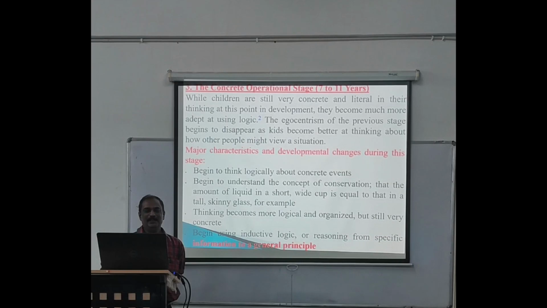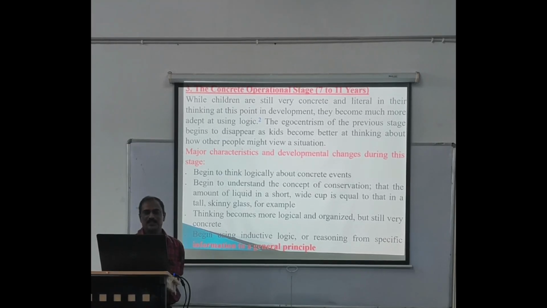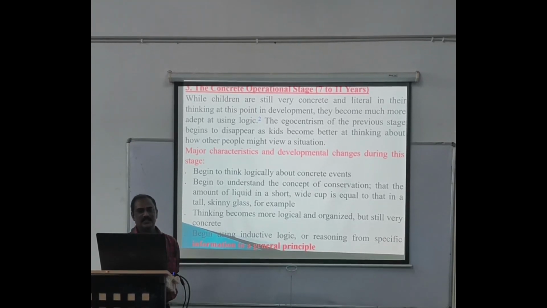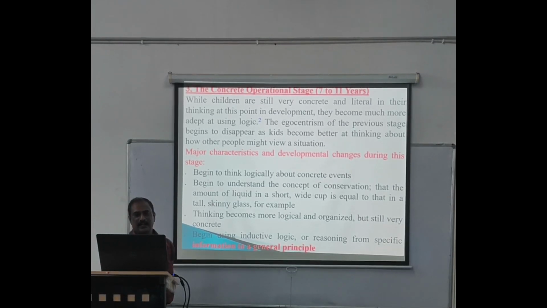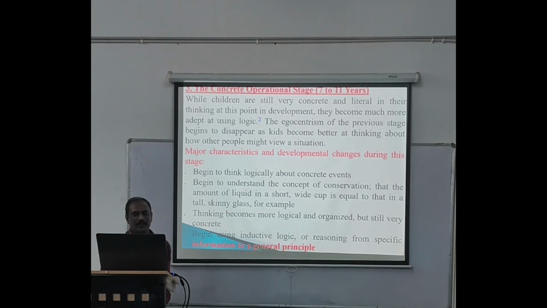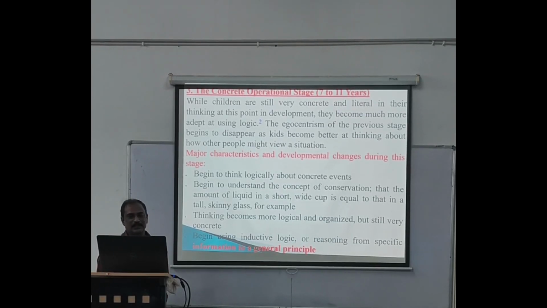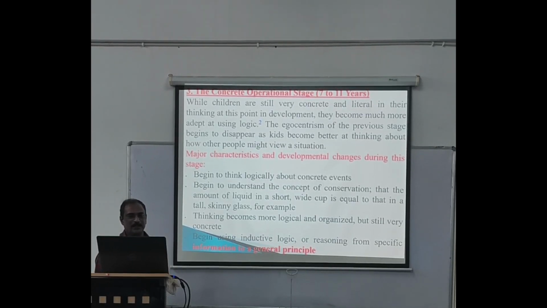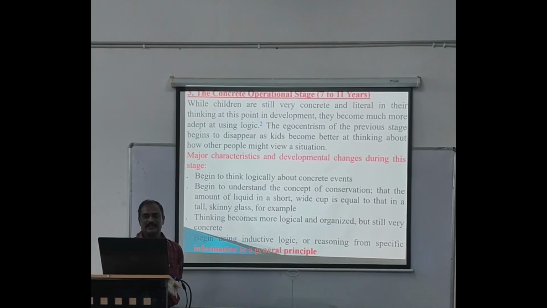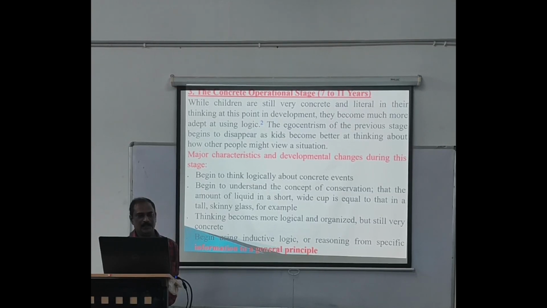And coming to the third stage, the concrete operational stage, from 7 to 11 years, while children are still very concrete and literal in their thinking at this point in development, they become much more adept at using logic. The egocentrism of the previous stage begins to disappear as kids become better at thinking about how other people might view a situation.